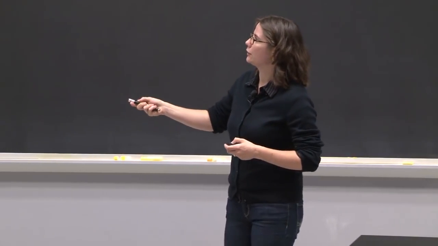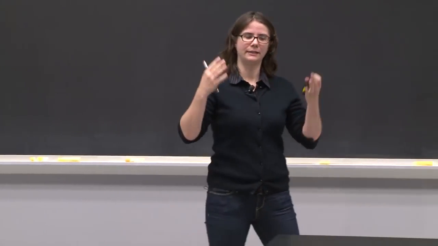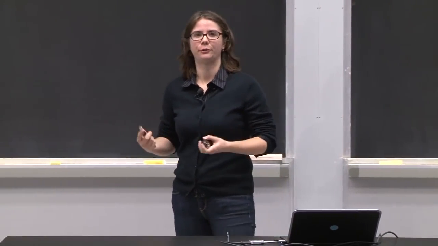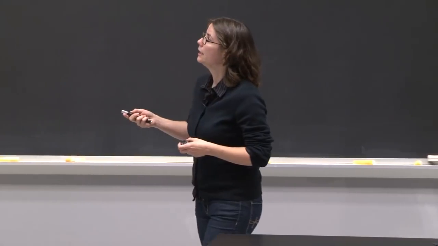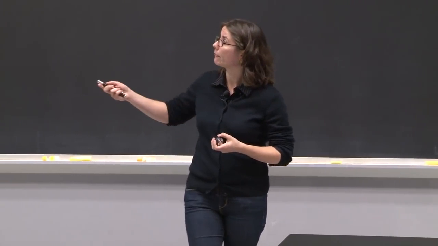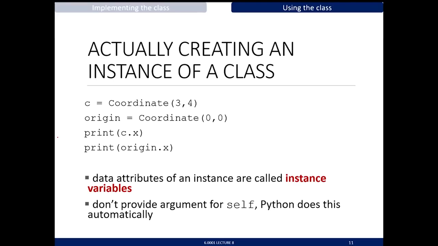So now we have a nice class. It's very simple, but we can start actually creating coordinate objects. When you create coordinate objects, you're creating instances of the class. So this line here, c is equal to Coordinate(3, 4), is going to call the init method. It's going to call the init method with x equal to 3 and y equal to 4.